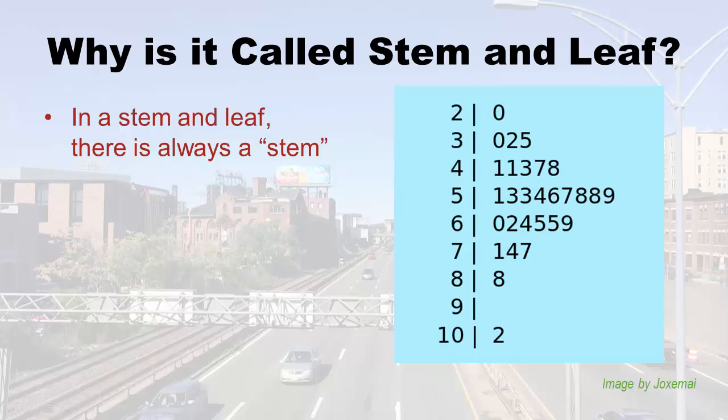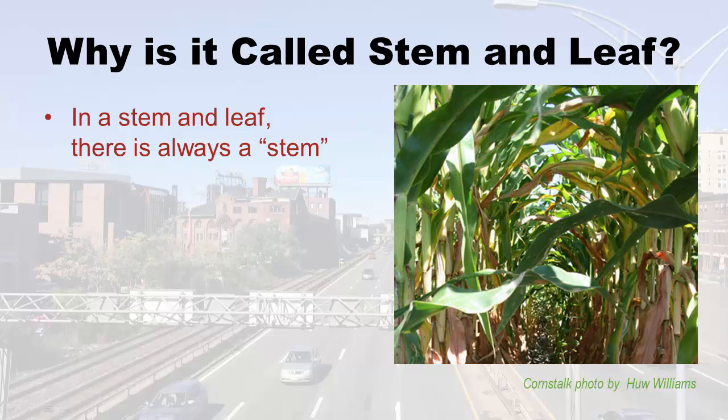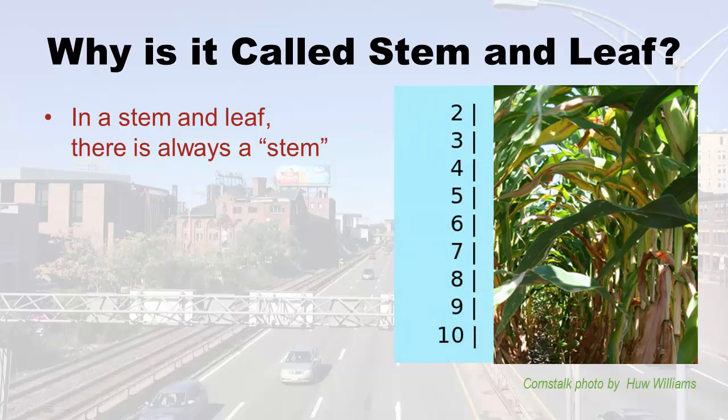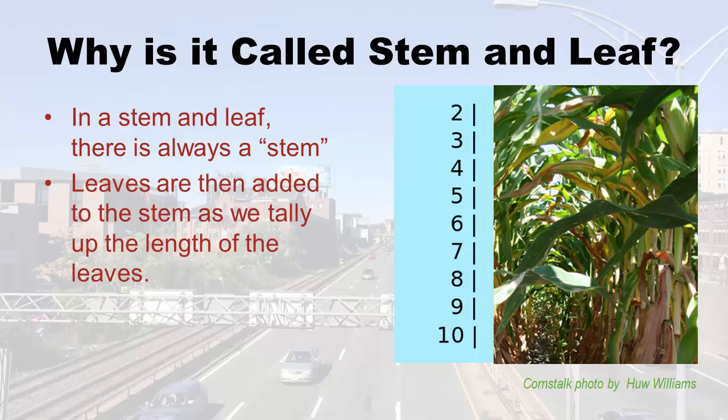Well, there's always the stem. And so, see these corn stalks? I'm from Minnesota. I'm used to seeing them. You'll notice that there's a stem, right? Like this big corn stalk has the stem. That thing, you see that vertical line and a bunch of numbers on the left, that part of the stem and leaf plot is called the stem. And then leaves are added onto the stem as we tally up the length of the leaves.